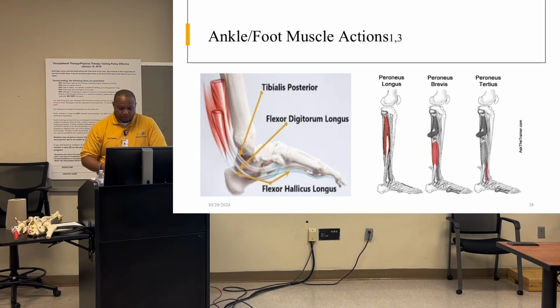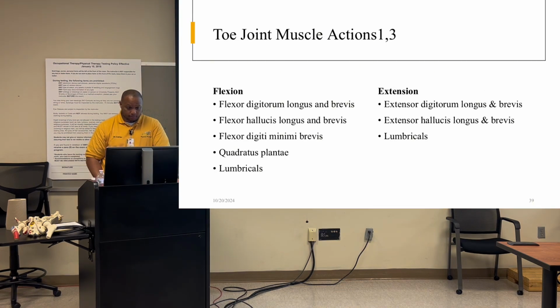Ankle foot muscle actions, these are just diagrams again, showing the muscles and the forces of those muscles. Okay. Toe joint muscle action. So these are muscles that go all the way and act at the toe joint. Flexor digitorum longus and brevis, flexing the toes, flexor hallucis longus and brevis, flexing the great toe, the hallux. Flexor digiti minimi brevis, flexing the fifth digit, or fifth toe, quadratus plantae, the lumbricals.